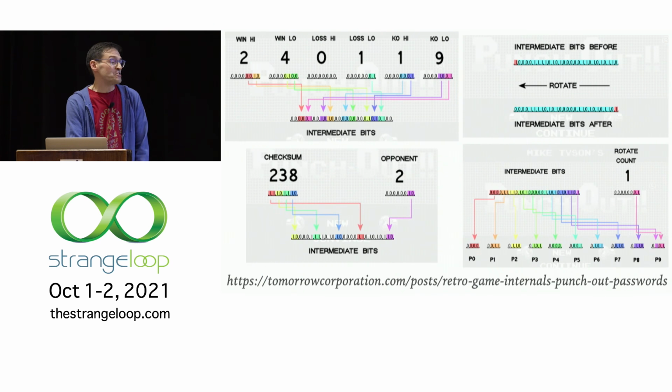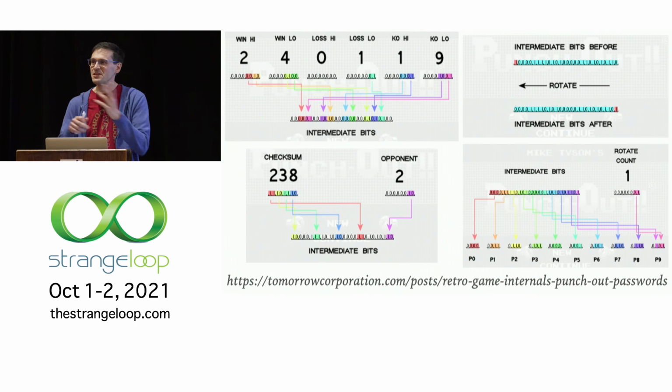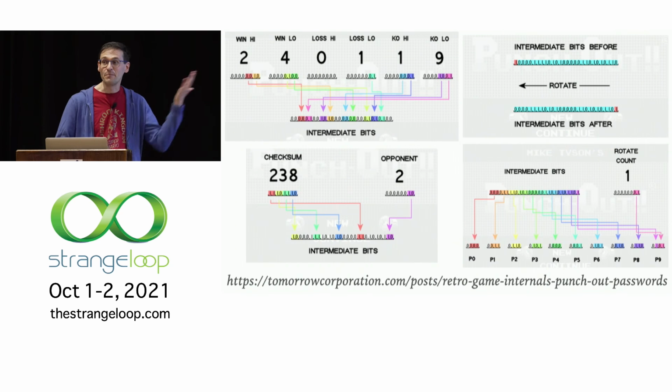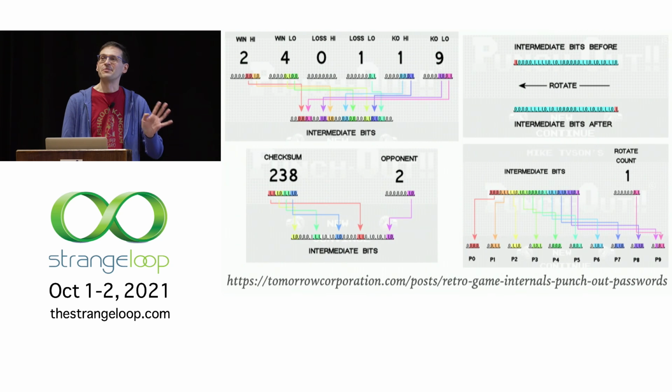Punch-Out has a fiendishly complicated password system where it takes all the data about what you've done so far in the game, stores those into particular bytes, and then scrambles them around and mangles them with each other to end up at a password. There's a great article here that goes into way more depth than I have time for.